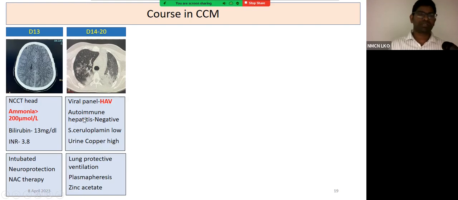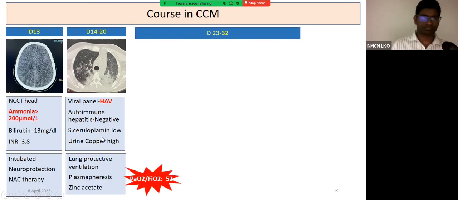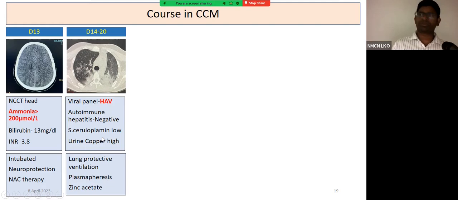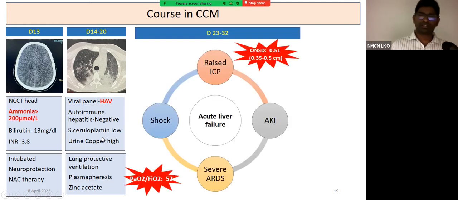Meanwhile, the workup for the hepatitis came out, and on viral panel, hepatitis A virus IgM antibody was positive, autoimmune hepatitis was negative, and low ceruloplasmin and high urinary copper were noticed. For suspected Wilson's, we started zinc acetate, and 5 sessions of plasmapheresis were done. And with this, we were expecting some improvement, but here the real challenge comes.